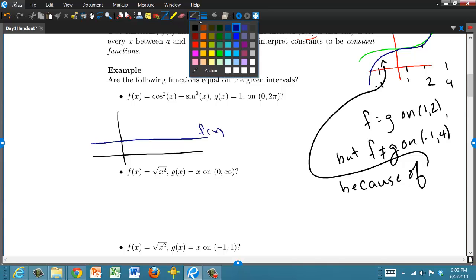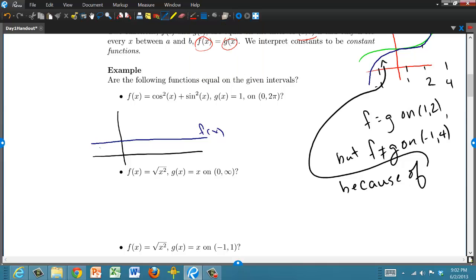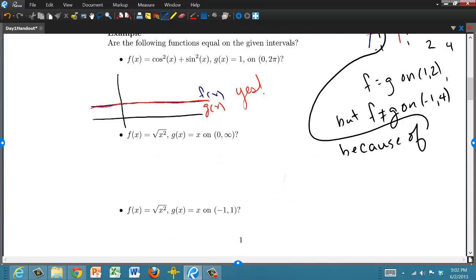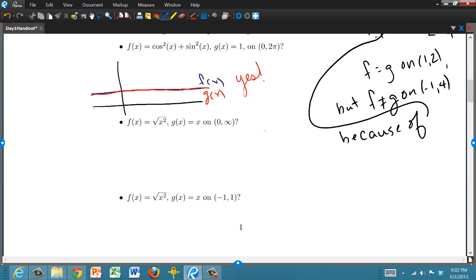Here's g of x. Let's plot it in a different color. And they are identically the same, right? It doesn't matter what x I plug into f, I get 1. And it doesn't matter what x I plug into g, I get 1. And so they are the same. Okay, let's try another one. If f is the square root of x squared and g of x is x, are they the same on 0 to infinity?